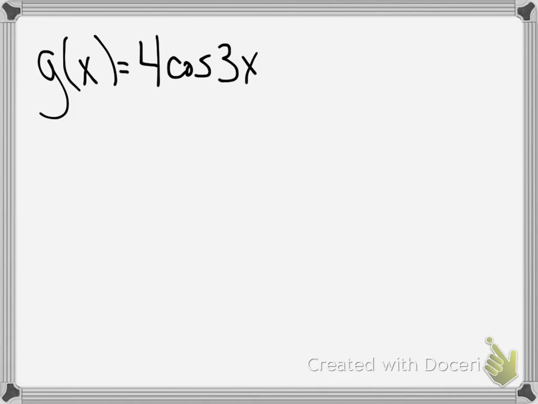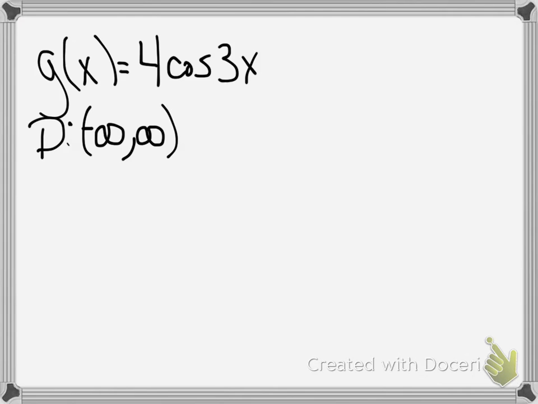I don't think we're going to have any issues with domain. I can put anything I want in the x. Don't let the 3 fool you. All the 3 means is the period is going to be different. It's not going to be at 2 pi anymore. All right, but it's still going to have that same shape as cosine of just plain x. So it's going to have the same domain as that, and that's all reals. So when we deal with all reals, we're saying from negative infinity to positive infinity inclusive, like we did with the quadratic in the last slide.